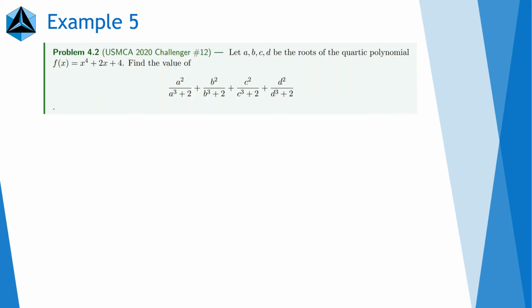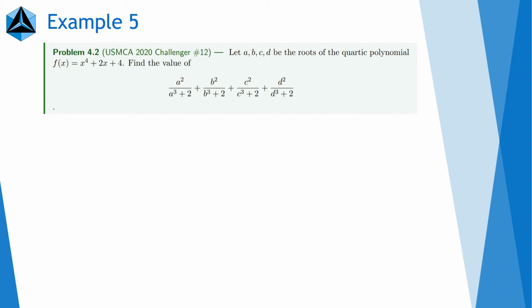So the previous problems we did were more straightforward usages of Vieta's formulas. Typically problems won't be like that. Generally Vieta's formulas are used as an intermediate step of a problem instead of the main focus of it. So here's such a problem, USMCA 2020 Challenger number 12. This was an online competition that was held this year.